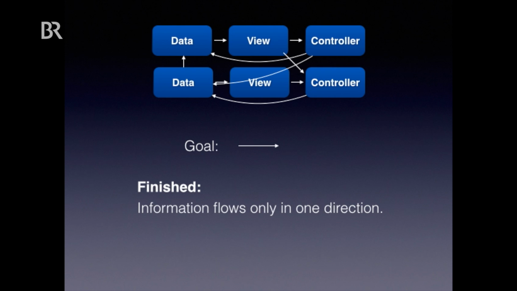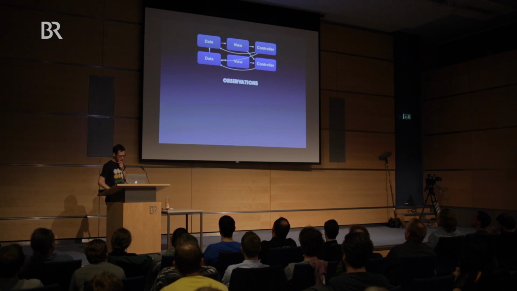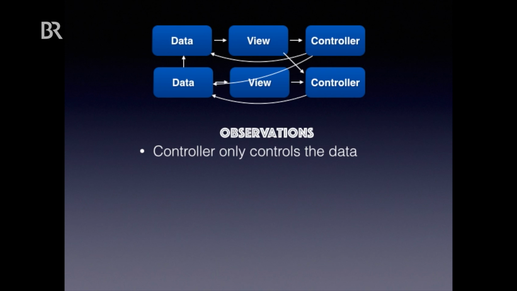Now we arrived, by a little bit of thinking, at the point that in this case all the information only flows in one direction. If you think about where we started with these arrows in two directions, we already made it simpler going to this step. But we can go further and apply some observations. What we see is that the controller basically only controls the data now, and the data only controls the views. So maybe it would make sense to rename the things and bind them a little bit together.